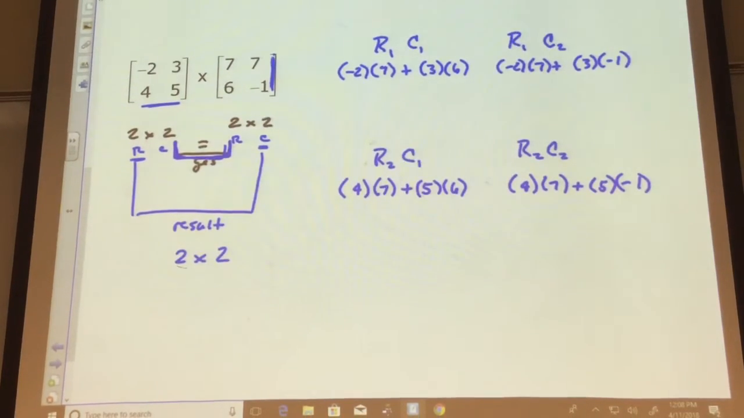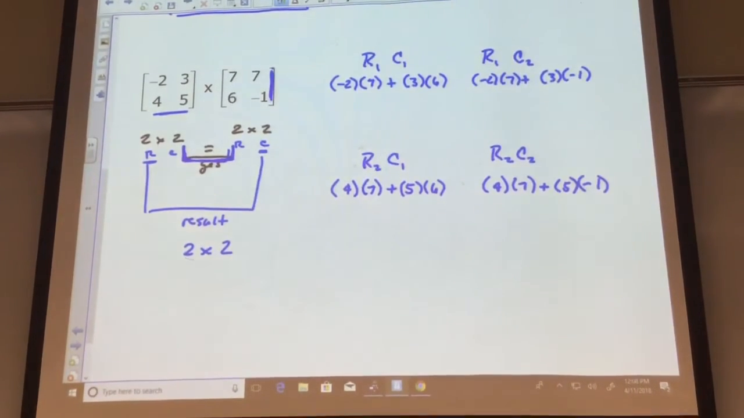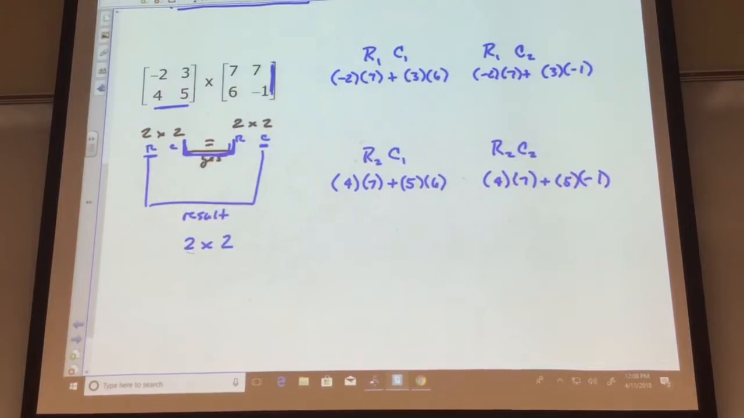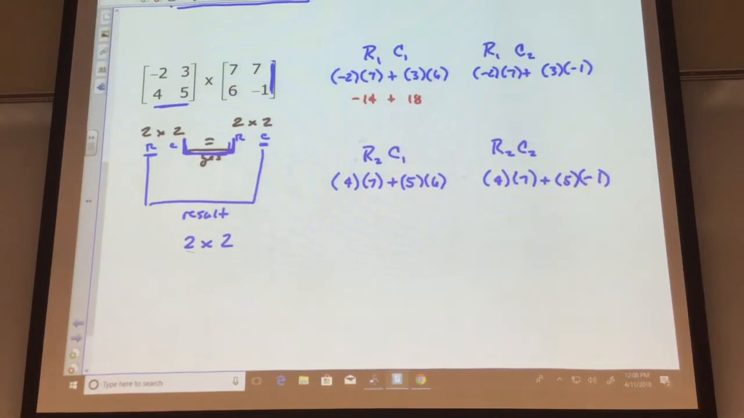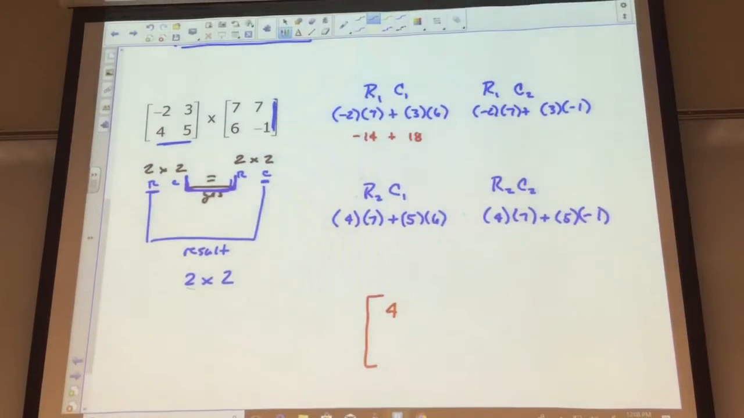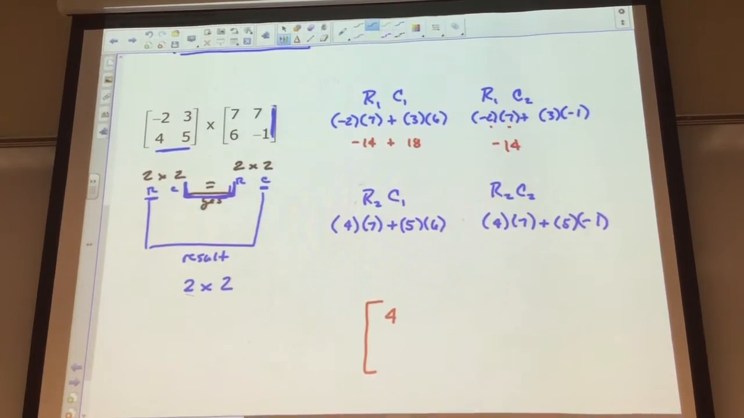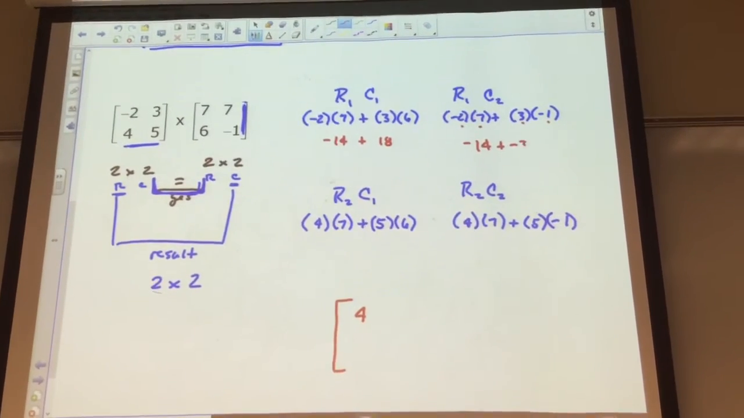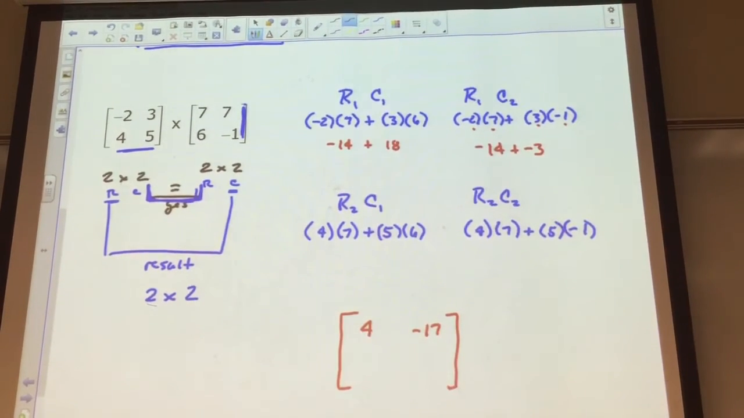This is your middle step. You're not obligated to do much more by hand, but you could if you wanted to, because -2 times 7 is a -14. -14 added to a +18 leaves me a value of a +4 as the result of the upper left-hand cell. -2 times 7 leaves me again a -14. 3 times a -1 leaves me a -3. -14 and a -3 is a -17 in the upper right-hand cell.